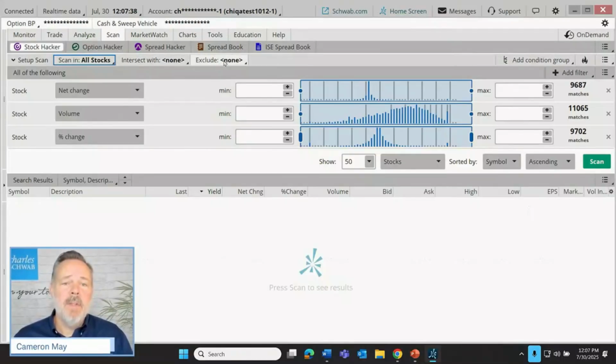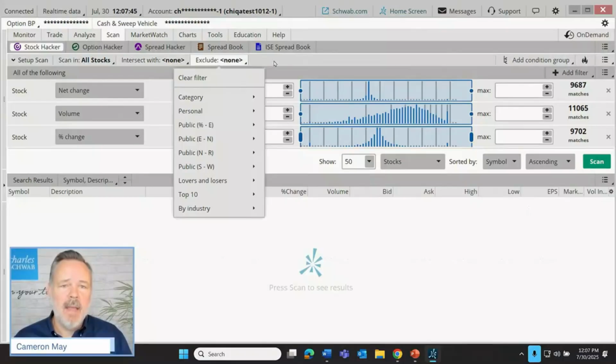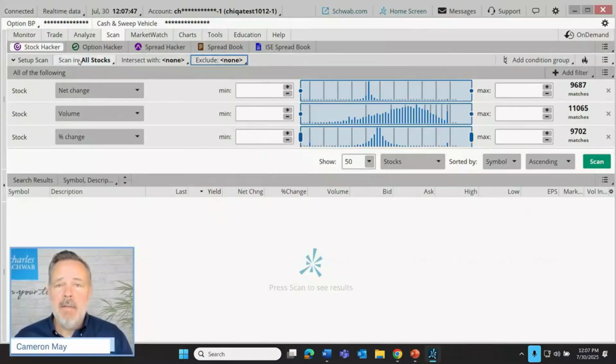And we could also explicitly exclude specific corners of the marketplace by using this menu. Now, the menus are all the same. Just one is to scan in, the other one is to intersect with, and the other one is to exclude. All right, so now we're going to come down here and start to fill out a scan.